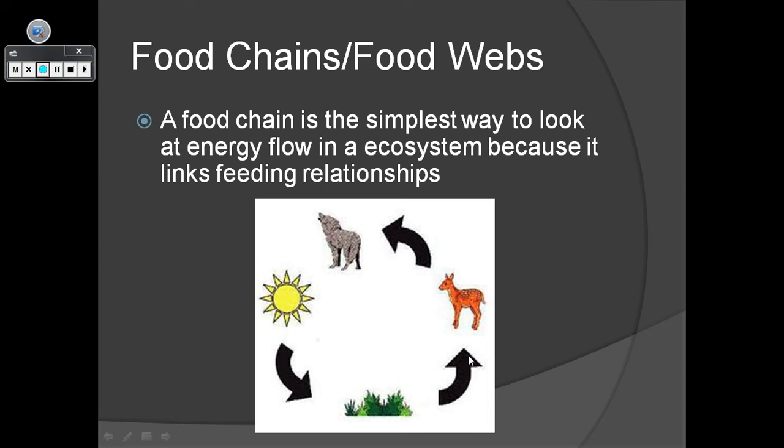So down here we have a deer who is eaten by a coyote. That coyote could die one day and the decomposers decompose its body back into plants. So sunlight gives the energy to those plants, and then the plants are eaten by the deer. So this is a single relationship that we see. So this would be known as a food chain.